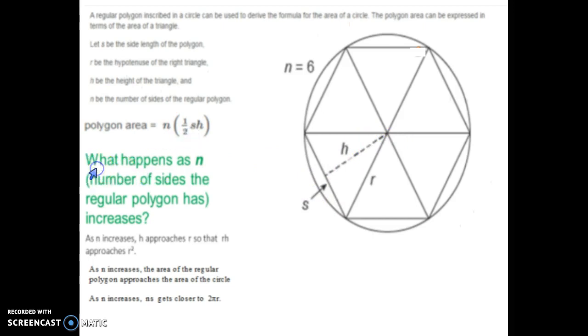And so for the area of the polygon, we can multiply the number of sides times the areas. There's 6 triangles in here, so our triangle is going to be S times H, and 1/2 of that. So think about what happens as we get more and more sides, then this area is going to be closer and closer to the area of the actual circle. As n increases, the area of the regular polygon approaches the area of the circle. As n increases, then n times s is going to get closer to 2 pi r.